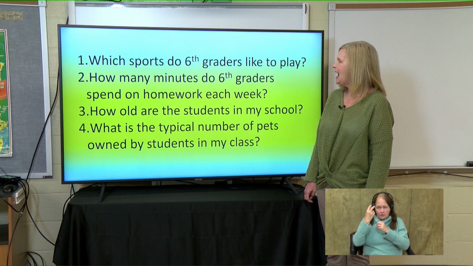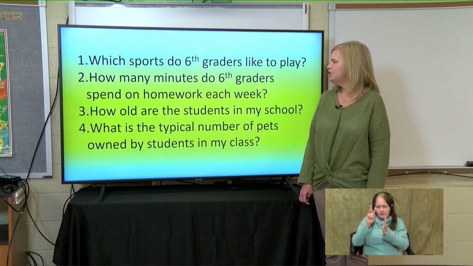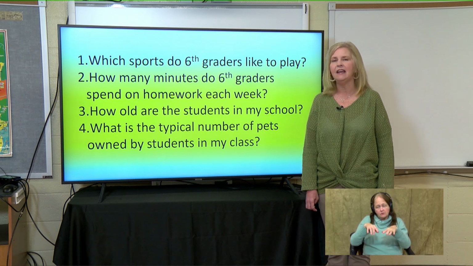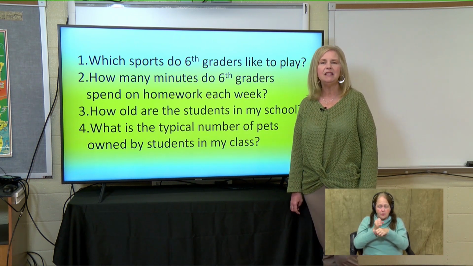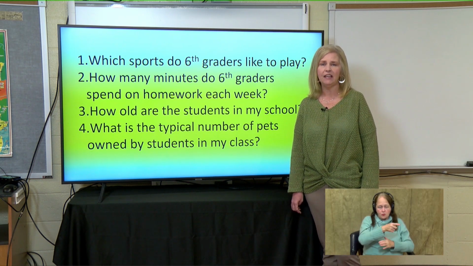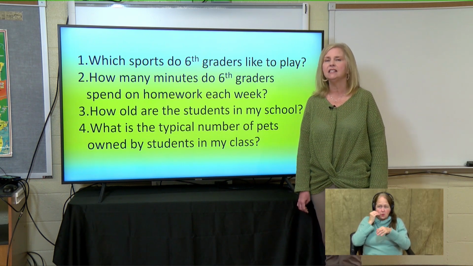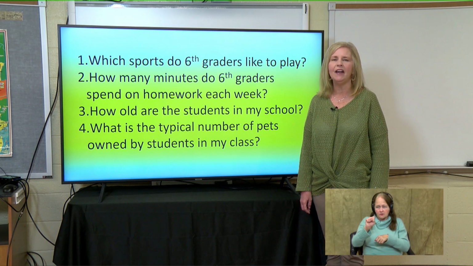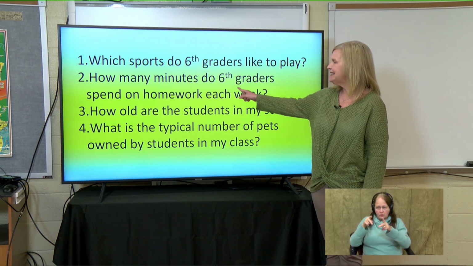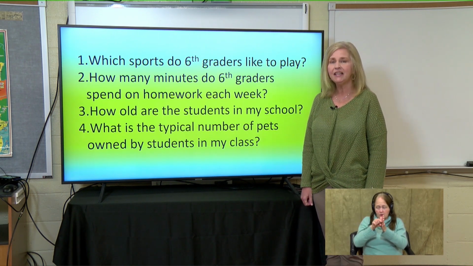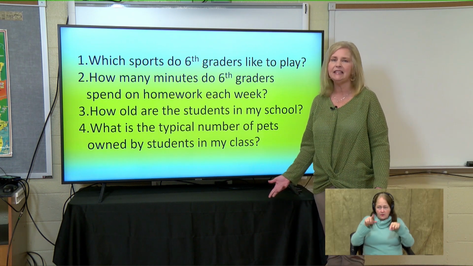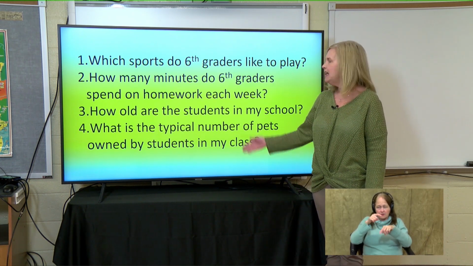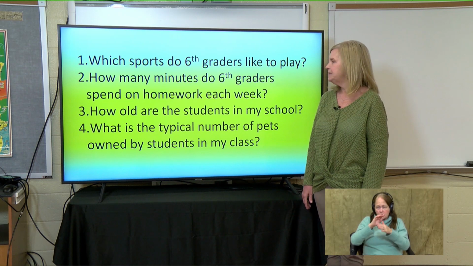Number 2, how many minutes do 6th graders spend on homework each week? Now, if I said, how many minutes do you spend on homework each week? That would be non-statistical because I'm just asking one person. But when I put 6th graders in there, I'm going to get some variability because everybody studies a different amount of time and the minutes could all be different.